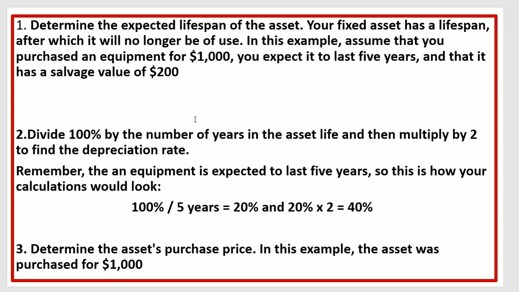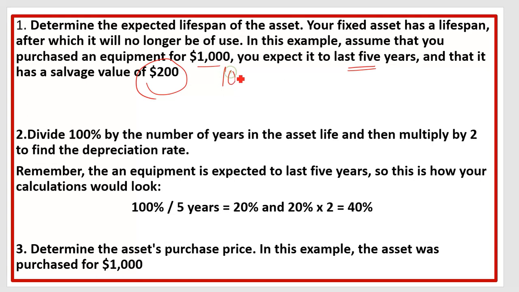So how do you find it out, and what is the meaning of double declining? The word is double declining. First of all, you have to find out the number of years of the useful life. Here, say you have purchased furniture or equipment and the worth of that equipment is $1,000. It will last for 5 years, and after 5 years, when you sell it, you will get $200, which is called the scrap value or the salvage value. So in the double declining method, first of all, you have to know the lifespan. Here our lifespan is 5 years.